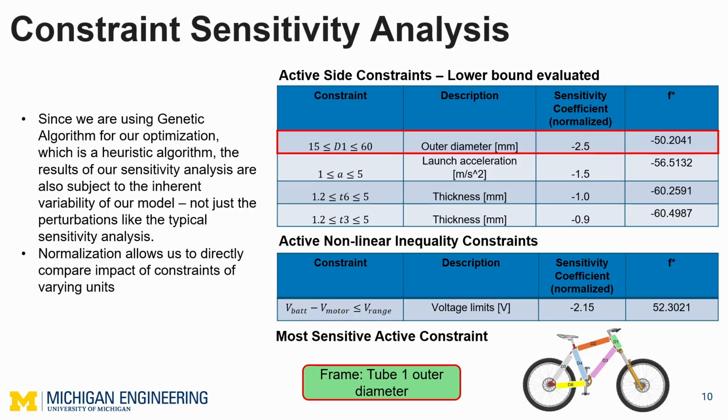We could also see the significant effects of the launch acceleration and the thickness of 2 of the other tubes in our frame subsystem as well. And then in our nonlinear inequality constraints, the nominal voltage of the battery and motor limits also resulted in a difference in our F star. What's important to note here is that we are using GA for our optimization, and so the results of our constraint sensitivity analysis are also subject to the inherent variability of using a heuristic algorithm, not just these perturbations that we're introducing.